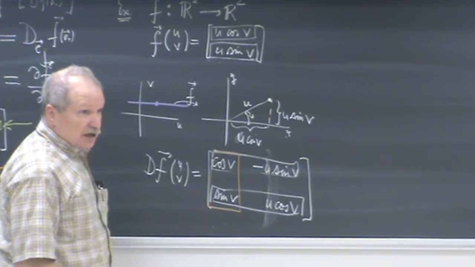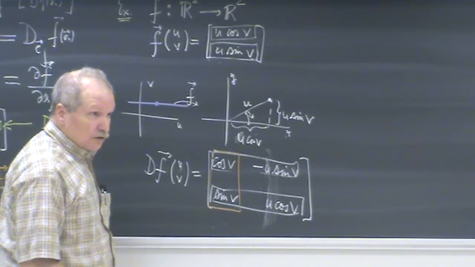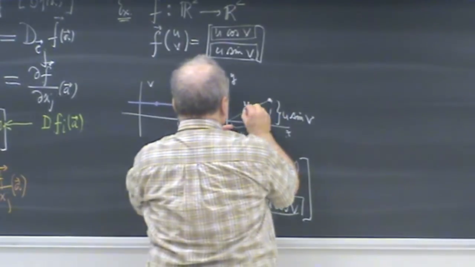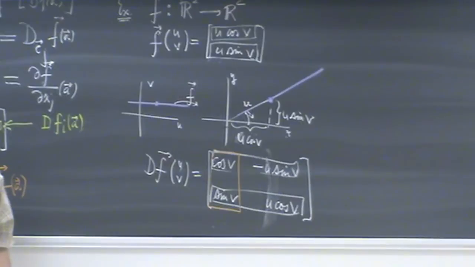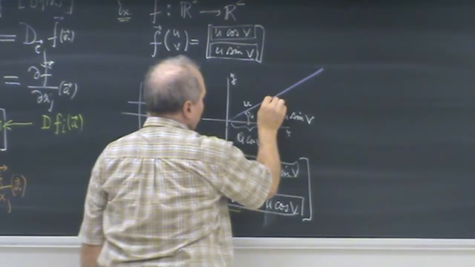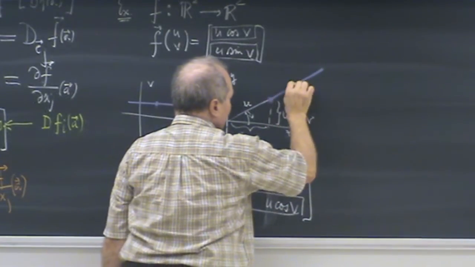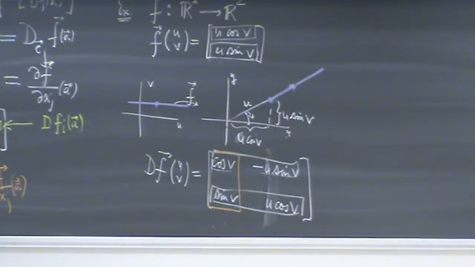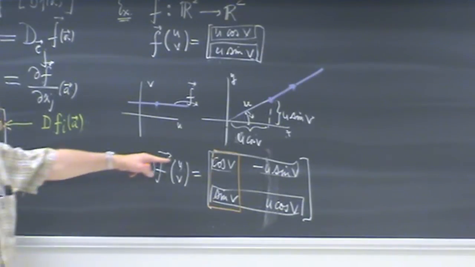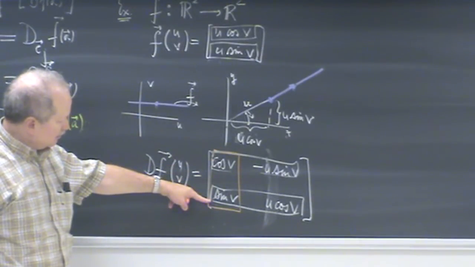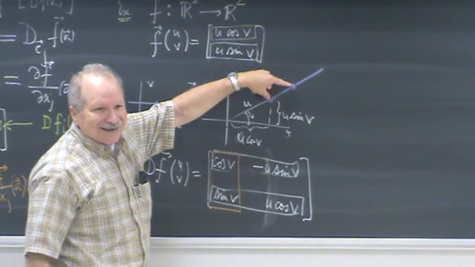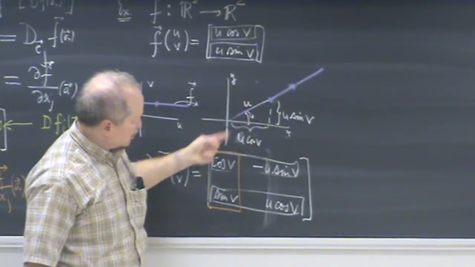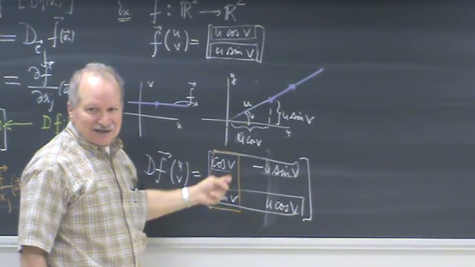Fixing v, varying u. So you're fixing the angle and you're moving along the line at that angle, or the ray. If you take the derivative with respect to u, you should be finding the tangent vector to that path. Is that what this is? Well, it's a unit vector in the direction of the angle v, that's cosine v, sine v. That's this vector.